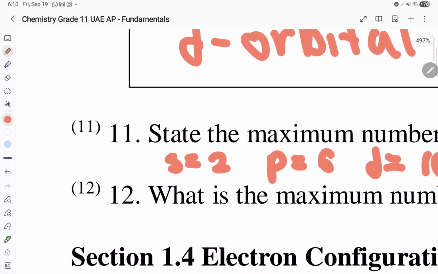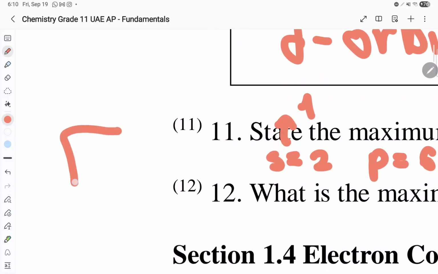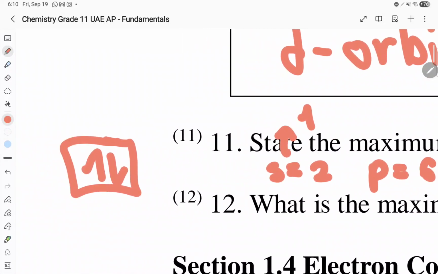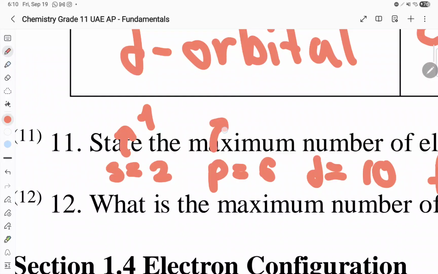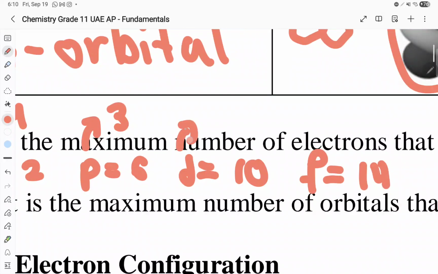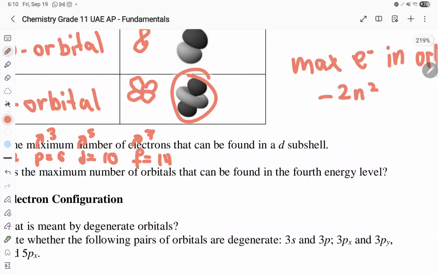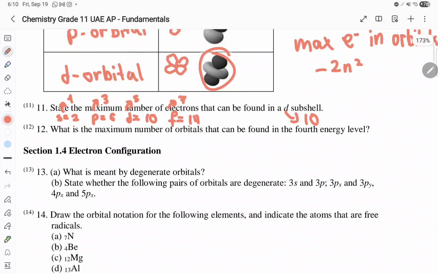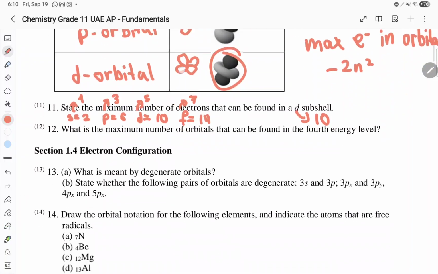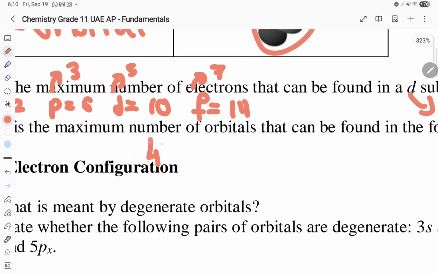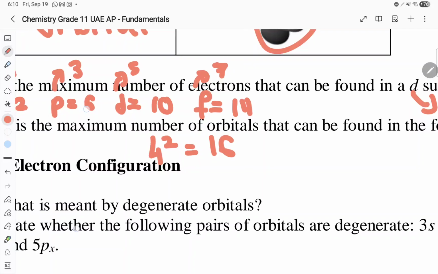And s has one house, or one block, when we write SPDF. p is 3, d has 5, f has 7. These are all information you should memorize. So in the d subshell, we have 10 electrons. What's the maximum number of orbitals that can be found on the 4th energy level? We said this is the equation, so it's 4 squared, which equals 16.